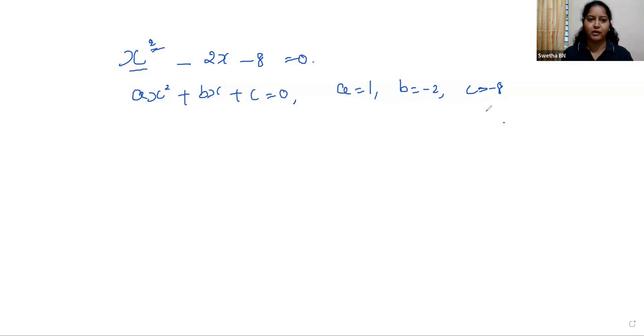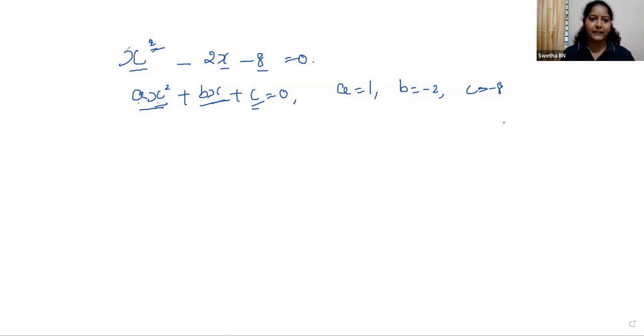Okay, see, this is in the form of ax square plus bx plus c. See the terms, children. What is the degree of x? x square. Here also we have x square, x, and this is the constant, right? This is the general form of a quadratic polynomial. Okay. See, write what a, b, c are here. These are constants, right?